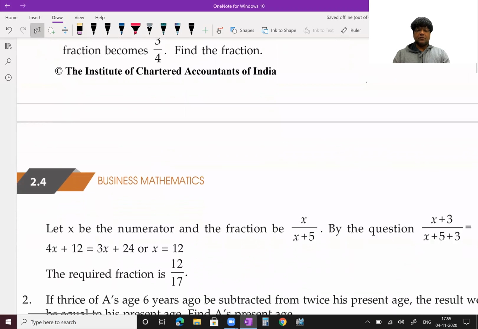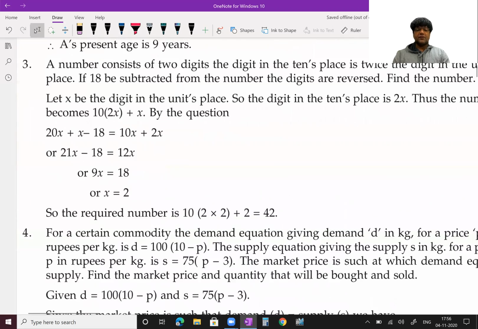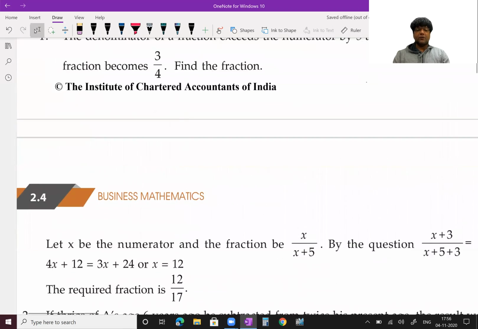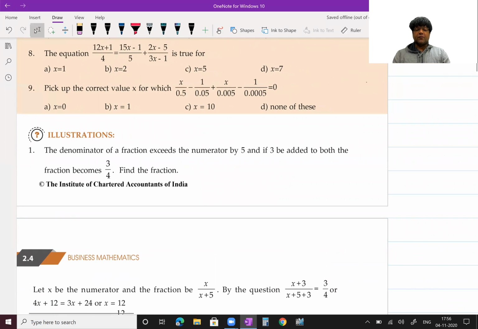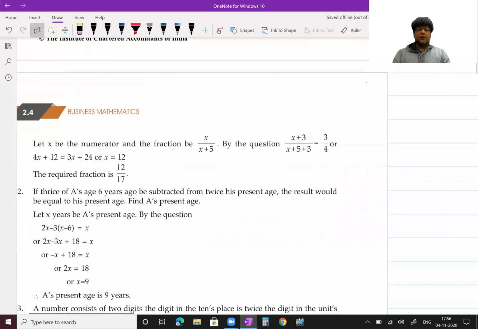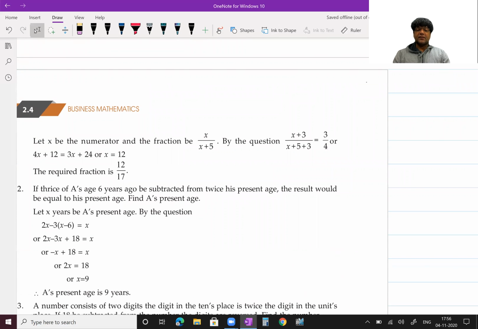Now, exercise 2. Guys, see the questions. Now we are going to exercise 2. See the type of question. The denominator of a fraction exceeds the numerator by 5, and if 3 is added to both, the fraction becomes 3 by 4, find the fraction. If thrice the age 6 years ago be subtracted from twice, what your book has done, guys, they have solved these questions originally.